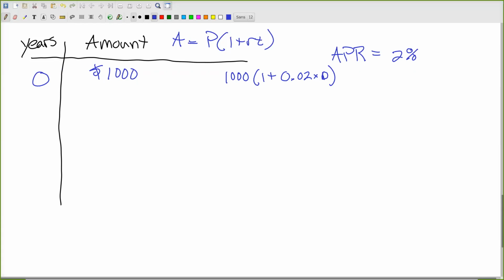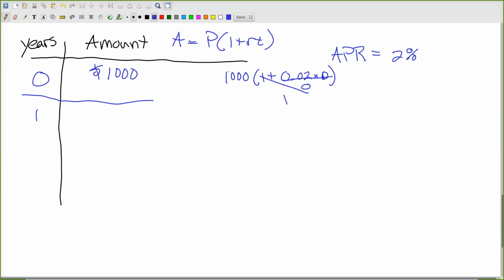Well, 0 times 2 is 0, right? 0 plus 1 is 1. 1 times 1,000 is still 1,000. Okay, I could double check with my calculator and it will agree with me. And often in financial matters, we do start off with a 0 year. And then we move on to the next year. So 1 year later, what's going to happen?